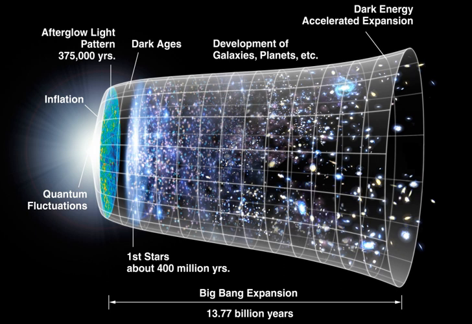Other explanations of dark energy, called phantom energy theories, suggest that ultimately galaxy clusters, stars, planets, atoms, nuclei, and matter itself will be torn apart by the ever-increasing expansion in a so-called Big Rip.